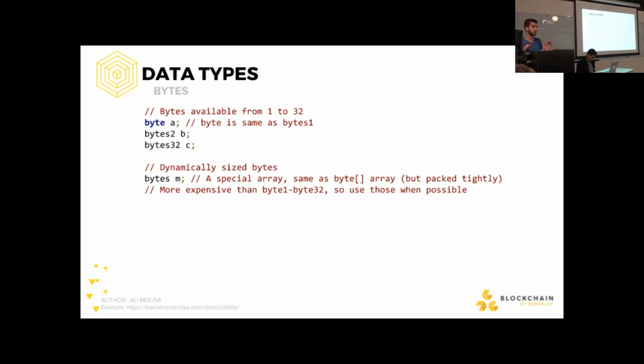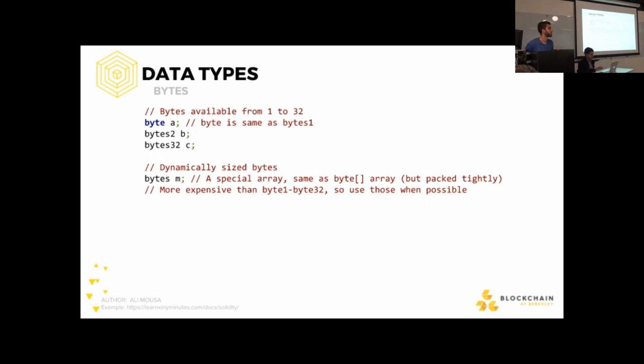Any questions? The main takeaway is that you should be using bytes1 to 32 if possible, instead of just bytes in general, unless you need it to be dynamic. If the byte size is going to be changing throughout your contract, then you can just use bytes. So in order of priority, it would be bytes numbered, bytes, and then byte array.